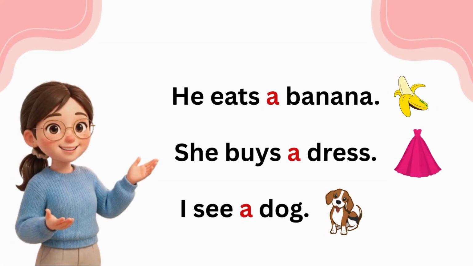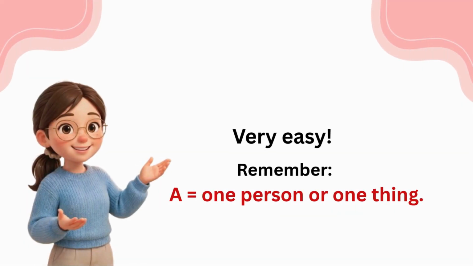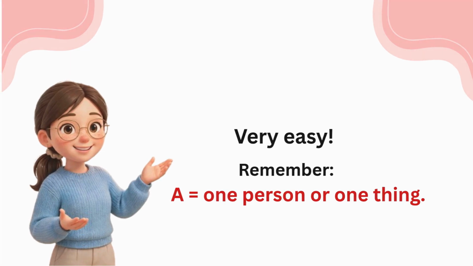He eats a banana. She buys a dress. I see a dog. Very easy. Remember, a equals one person or one thing.